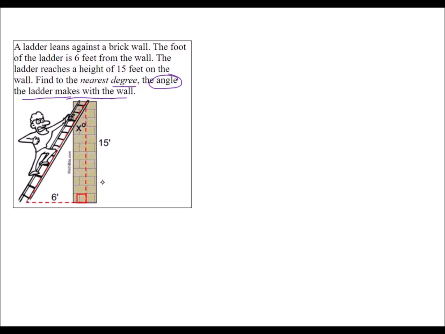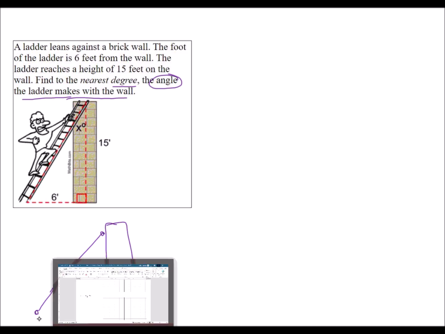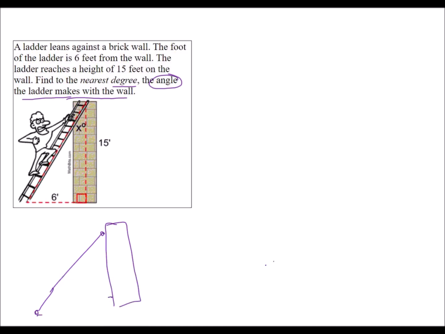Okay, so here's a picture that I drew, but even as simple as going, oh, here's my building. Here's my ladder, right? It starts at the ground and goes somewhere up here on the building. And then making your right triangle. And then it gives you certain pieces of information. It says the foot is 6 feet from the wall. Well, here's the foot. That means this is 6 feet. It says the ladder reaches a height of 15 on the wall. So here's the wall. That 15 must go here.